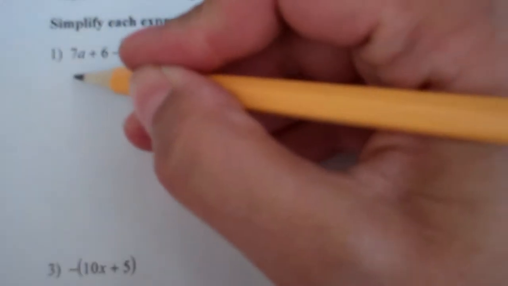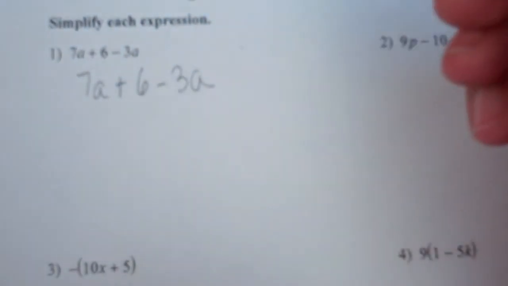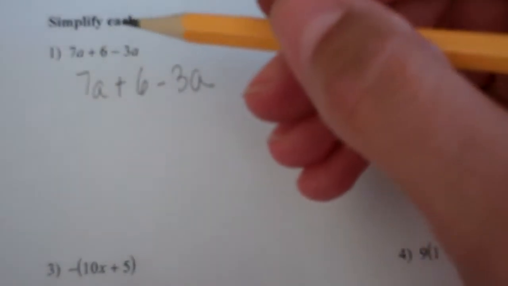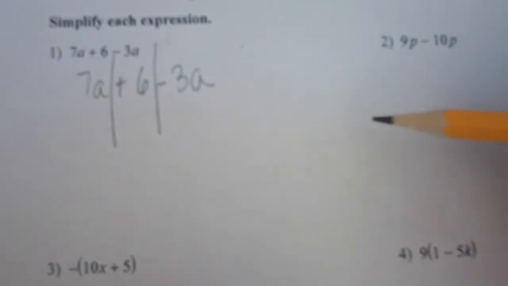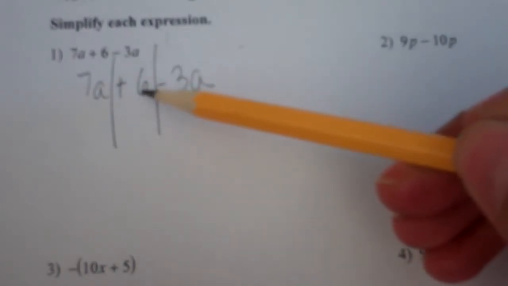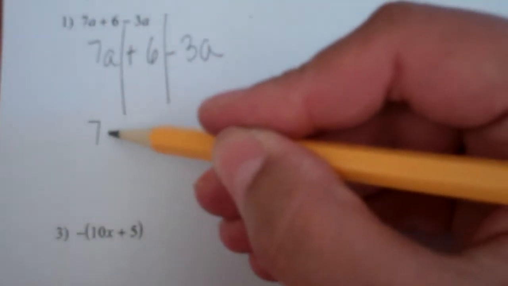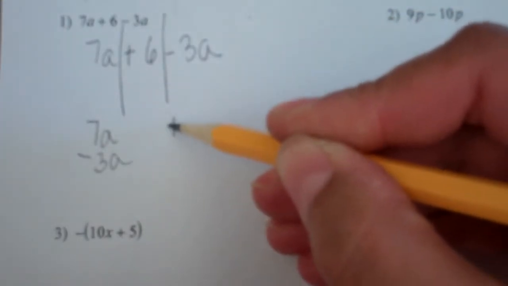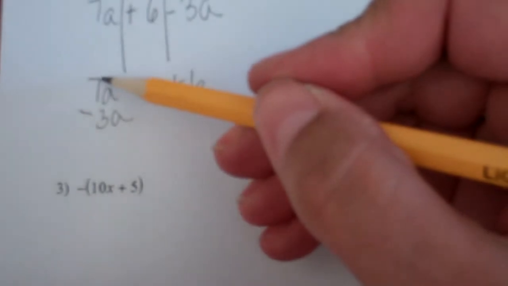We have 7a plus 6 minus 3a. And in your ISN, the first step was to draw lines to separate each term, including the operation in front of that number, and then to rewrite the like terms, 7a minus 3a and plus 6, in separate columns, and then do your arithmetic.